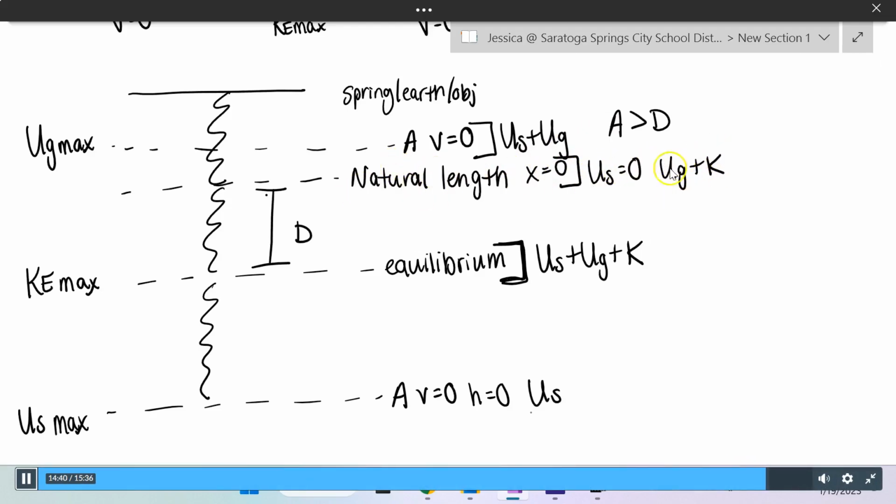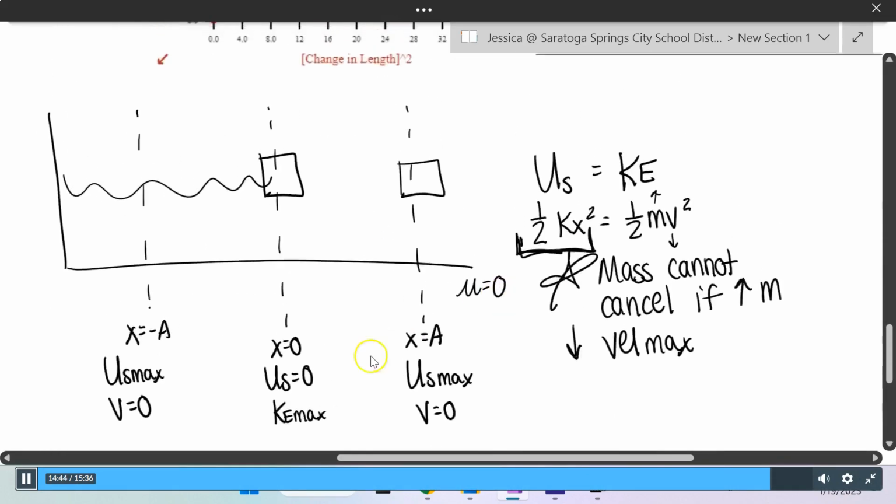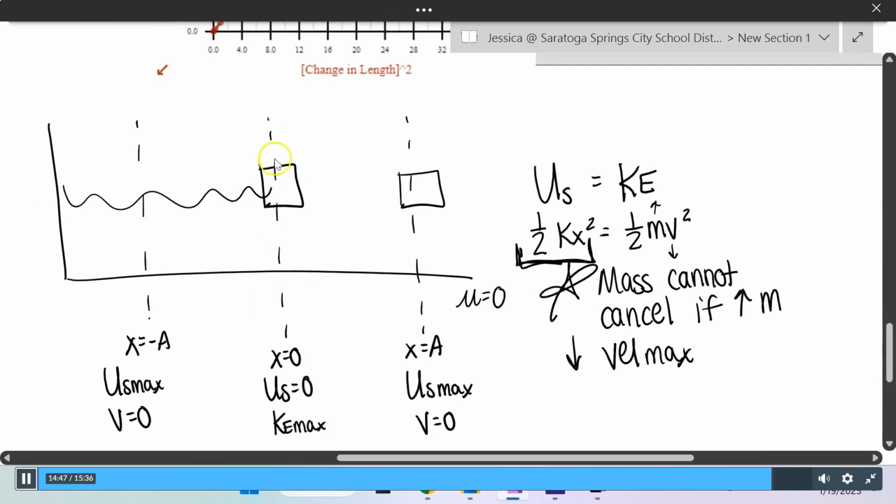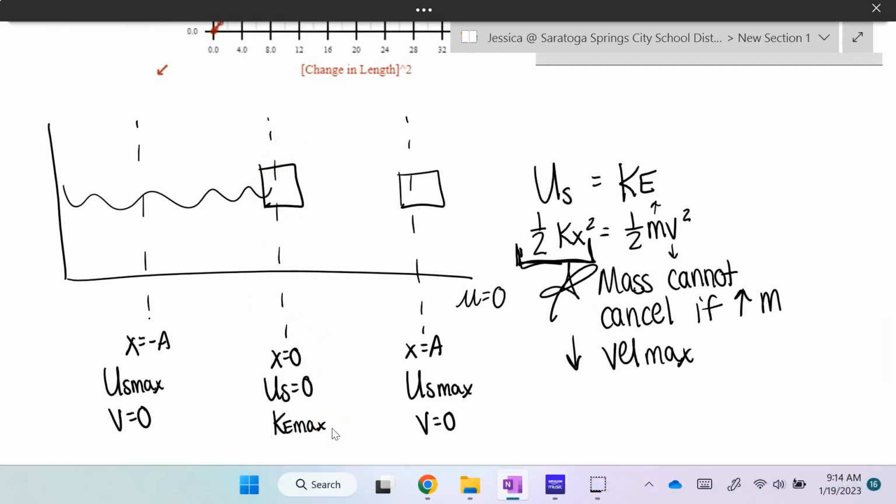Now, our spring potential energy is going to equal 0 when we are passing through that natural length. So that's where I'll have UG and K. So once I'm passing through that natural length, which corresponds to this point here, that's where my spring potential is 0, because that x is the change in length from natural length or rest position.